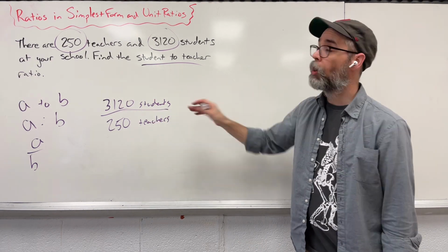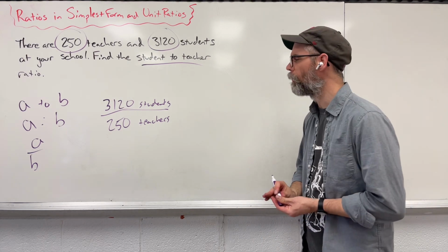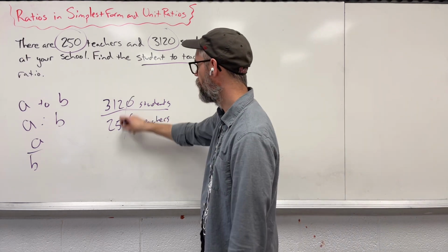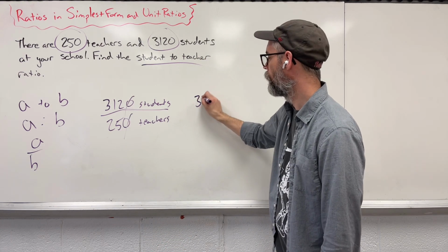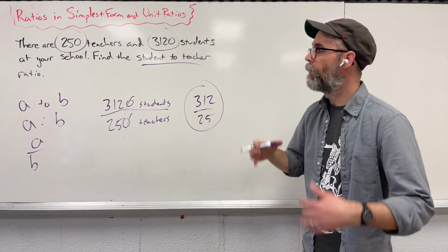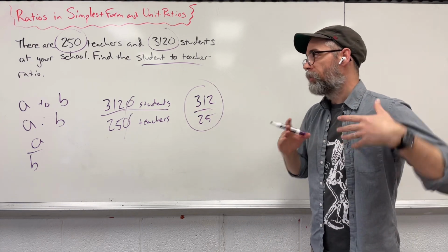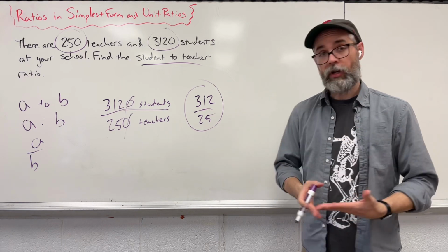Cool. There's a ratio, but it's not in simplest form. So in this case, you just simplify like you would any other fraction. The only thing they share is a 10, so we end up getting 312 over 25, and that's your simplified form of your ratio.